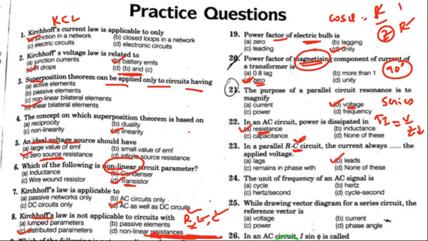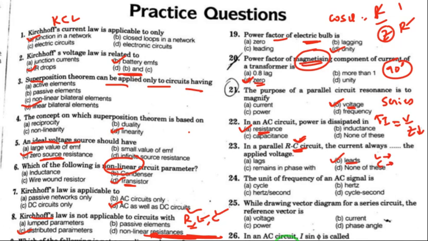For the same question, if there is an inductance, what happens? Current lags the voltage. In case of capacitance, what happens? Leads the voltage. In case of inductance, lags the voltage. Okay. So you know this. In case of an inductor, current lags the voltage. In case of capacitance, current leads the voltage.